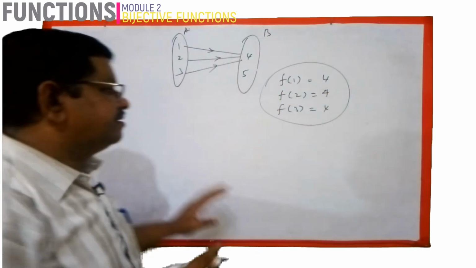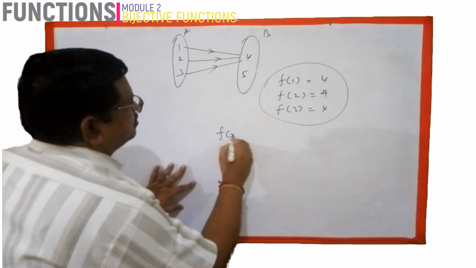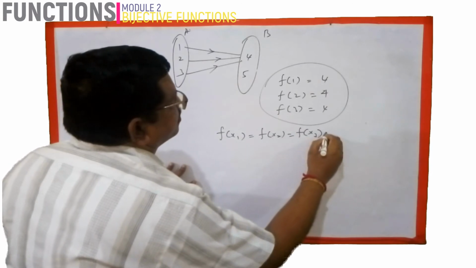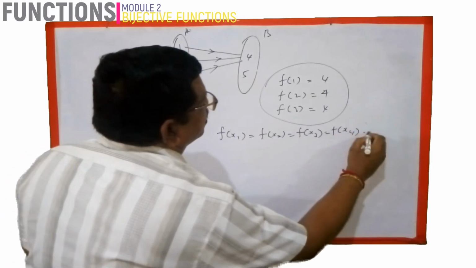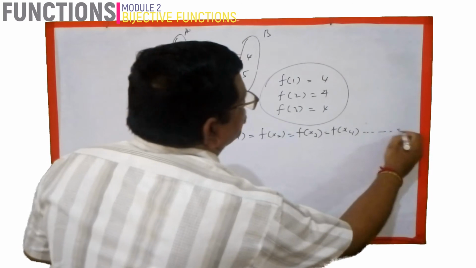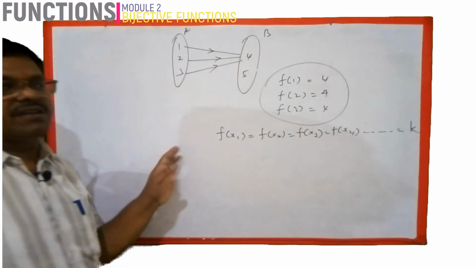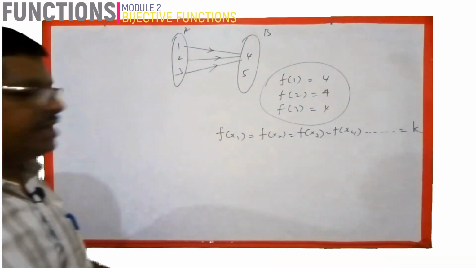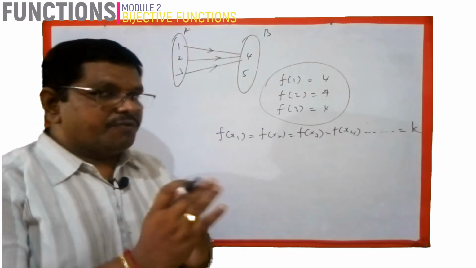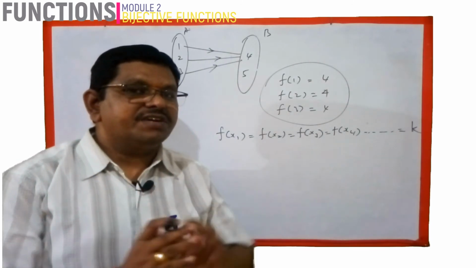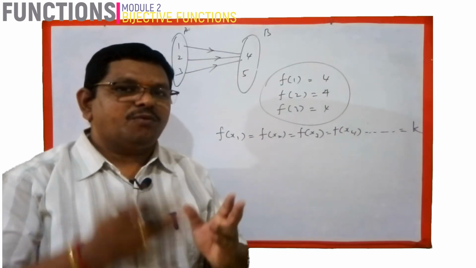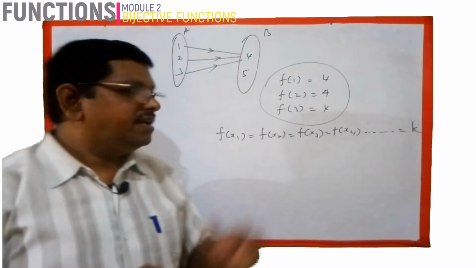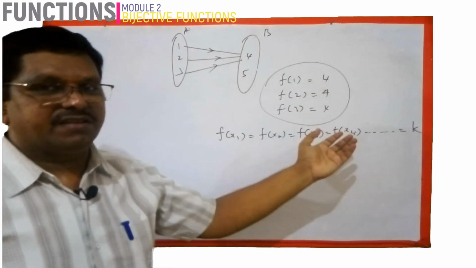Within a function, if f of x1 is equal to f of x2 is equal to f of x3 is equal to f of x4 and so on is equal to some other value, say some k, then we can call this function by the name many to one function. Okay. So now we have discussed what is the difference between a relation and a function, and what is a 1-1 function, what is an onto function, what is a bijective function, and what is a many to one function.